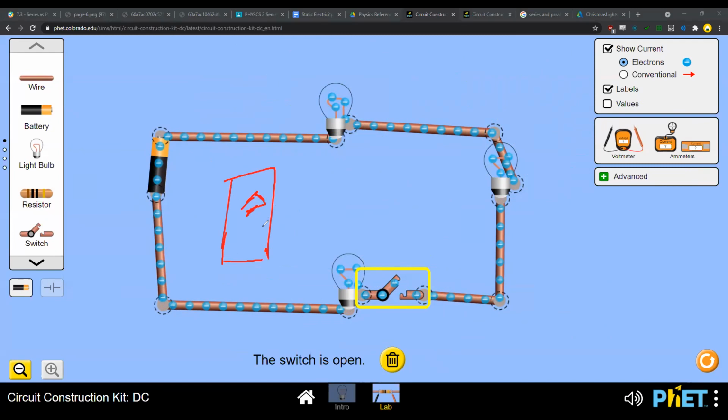How do I draw a switch? I think this is how I draw a switch. You know what? Fine, whatever. Anyway, maybe you've had switches like this. Maybe they look like this. Right? Maybe it looks like that.